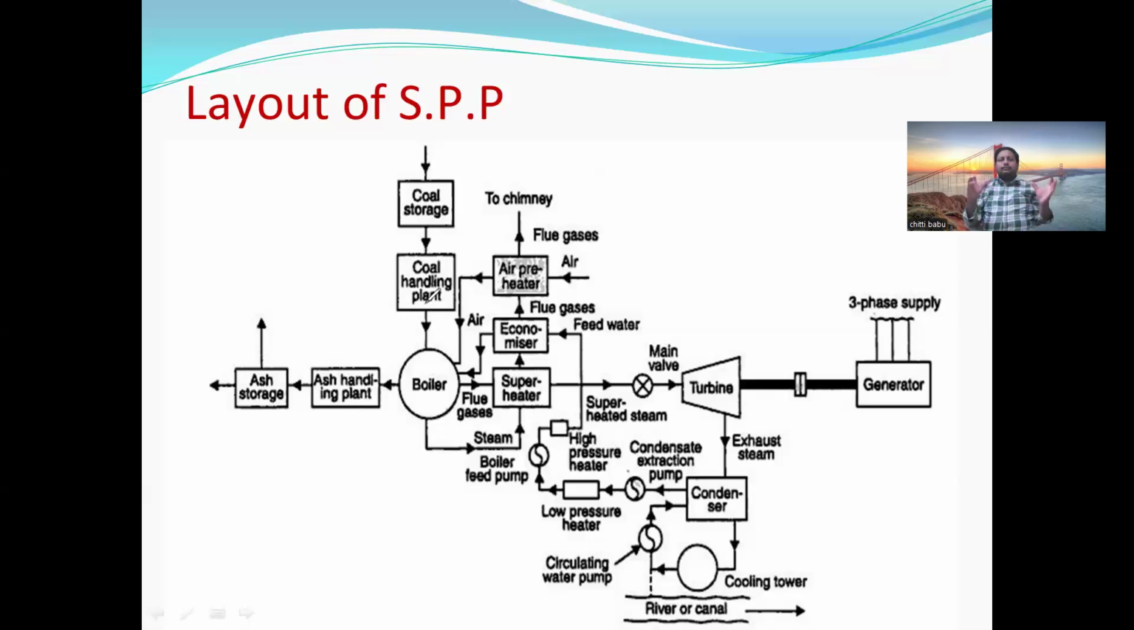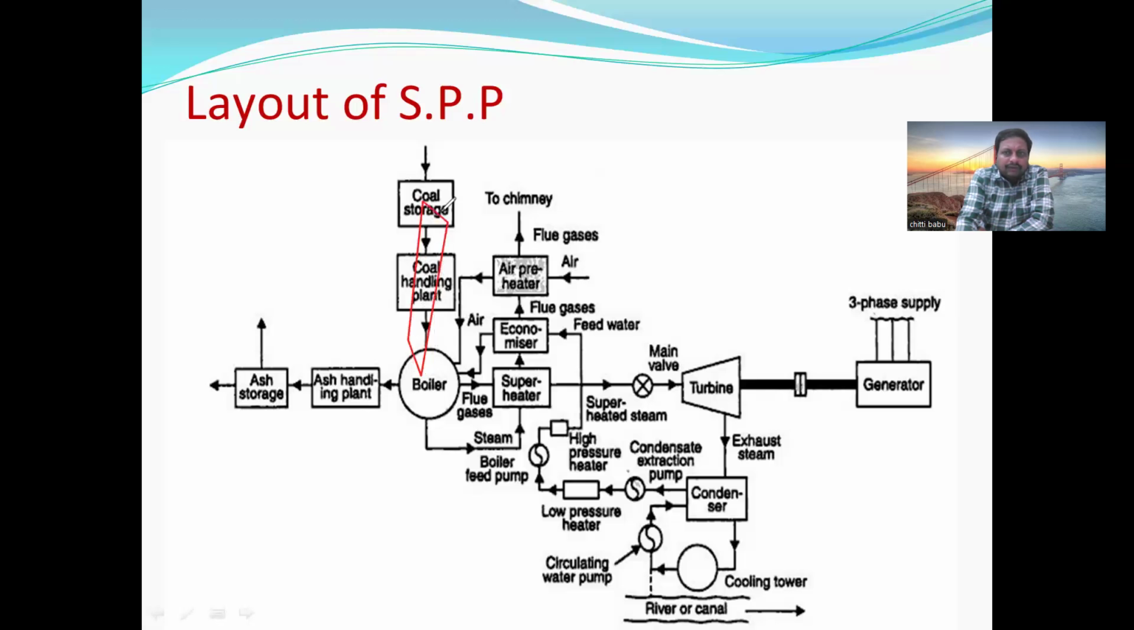Pulverizing means the big lump coal will be broken into the required size of particles, and it will be transformed into powder form. That coal then becomes the input of the boiler.